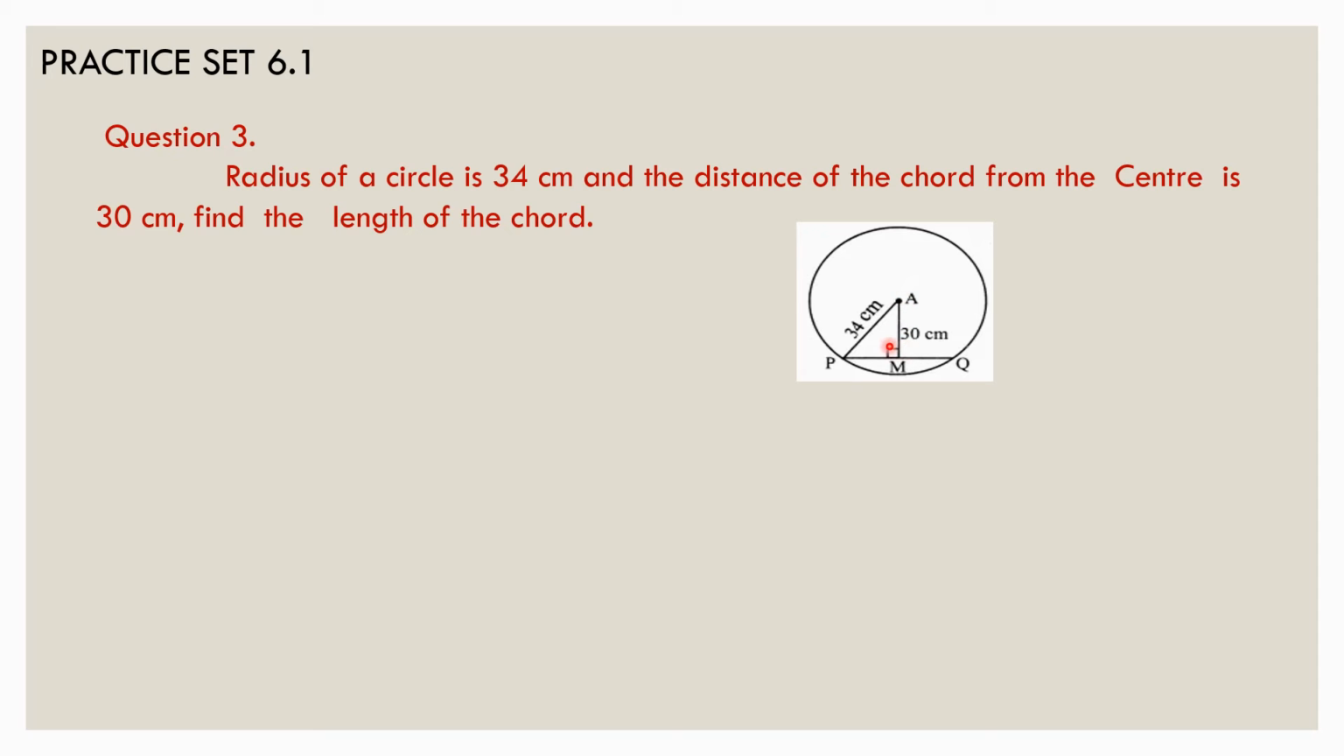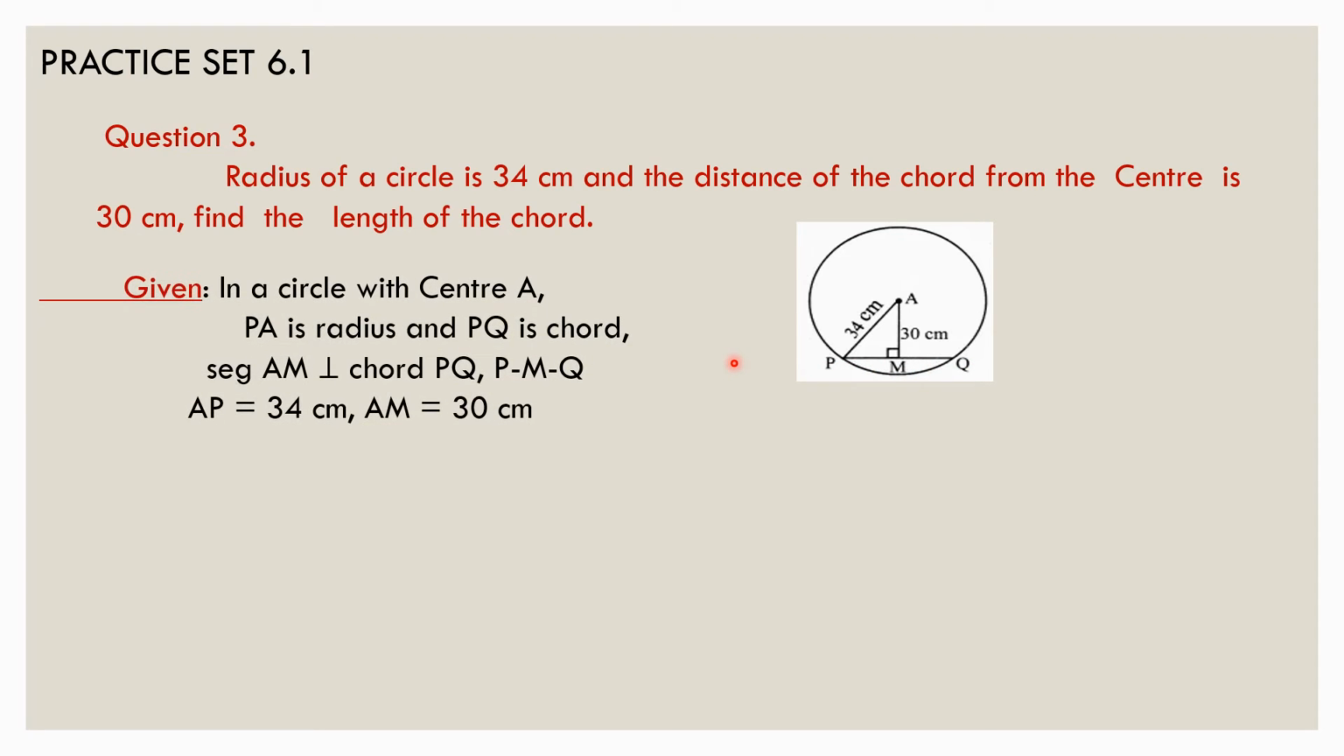In this question we have to find the length of the chord. That means in this figure we have to find the length of PQ. First write given. In a circle with the center A, PA is the radius and PQ is the chord, and segment AM is perpendicular to chord PQ, that is P-M-Q, and AP is equal to 34 centimeter and AM is equal to 30 centimeter. To find the length of the chord, that is PQ.